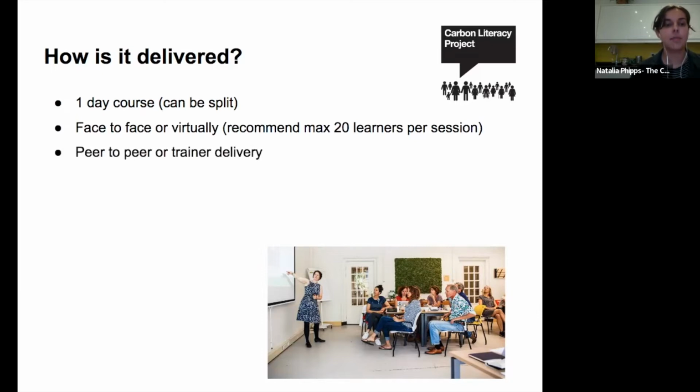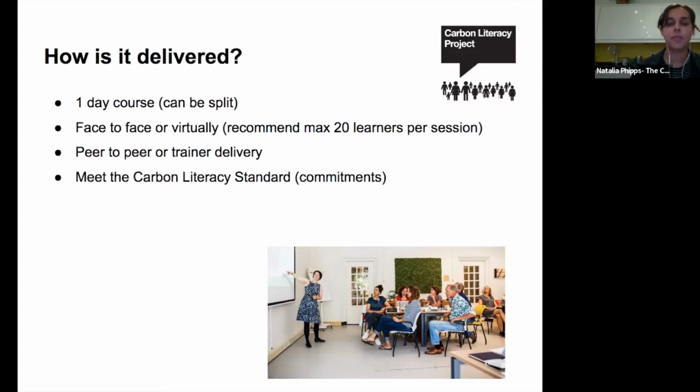And as I mentioned before, that peer-to-peer delivery is really important. So if you can have people within your organisation and build up that trainer base to then go out and regularly deliver sessions to your people, that's one of the most effective ways of doing it. But also, if you wish to get an external trainer to come in and deliver some sessions, that's possible too. And then the course has to meet the carbon literacy standards, those 2 action pledges I mentioned before.